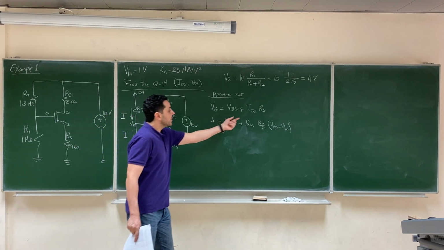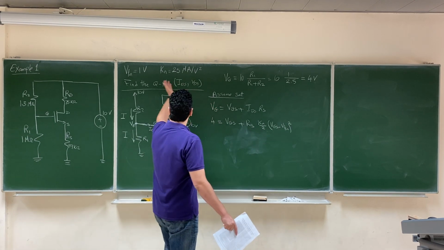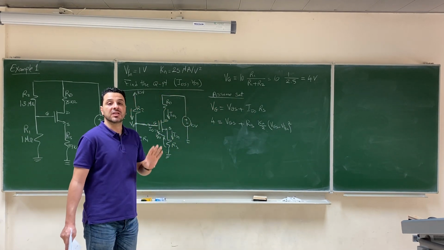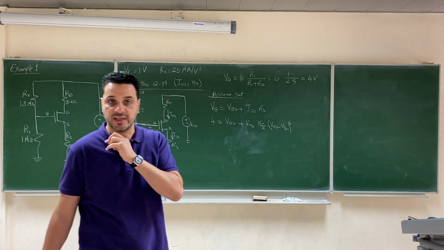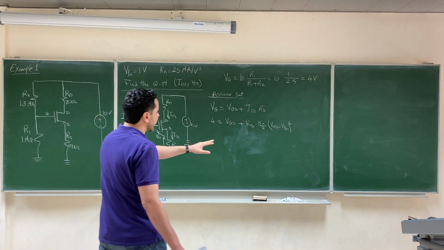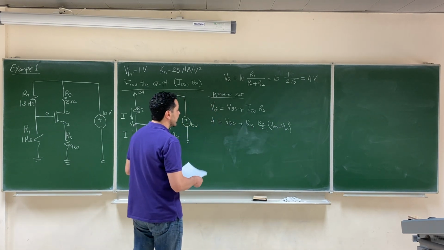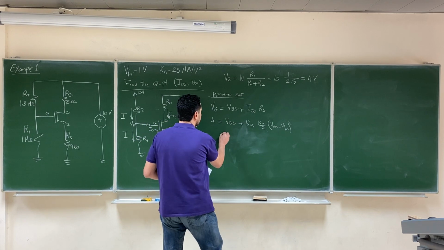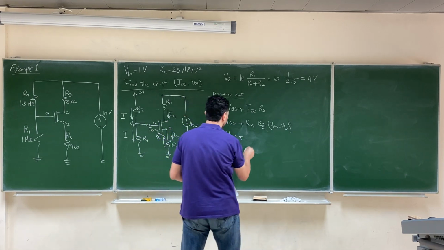Anyways, we replaced IDS with this equation, and since nothing was mentioned about lambda, the channel length modulation, we assume that there is no channel length modulation. So the equation of the current in saturation would be only this. Now we have a quadratic equation. We can just substitute the value of RS. RS was 39 kilo.